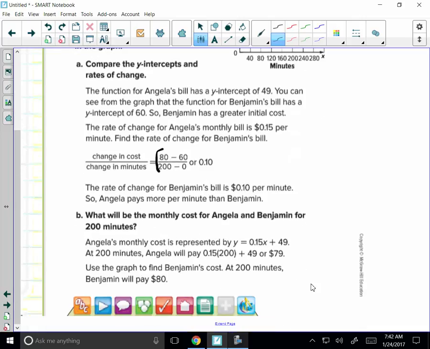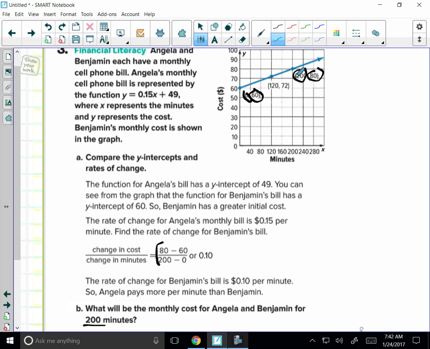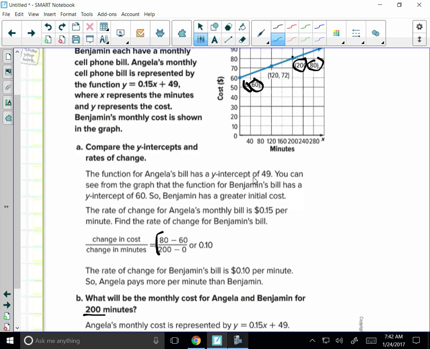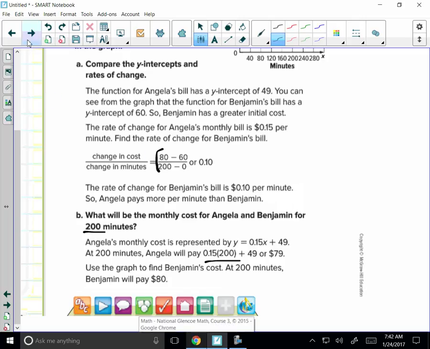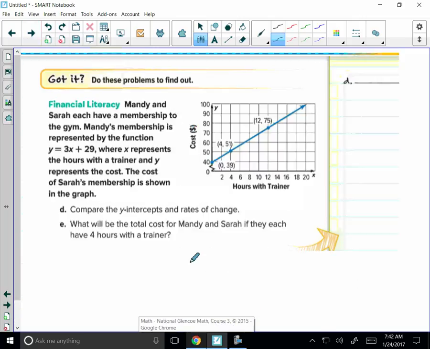And then the final question, what will be the monthly cost for Angela and Benjamin for 200 minutes? Well, all you have to do is plug in 200 into Angela's equation right here, which is what they did. And then you can use Benjamin's cost. We know that 200 minutes, which is up here, is going to cost him $80. So that was already figured out for us. All right, and we will go ahead and do this example together.